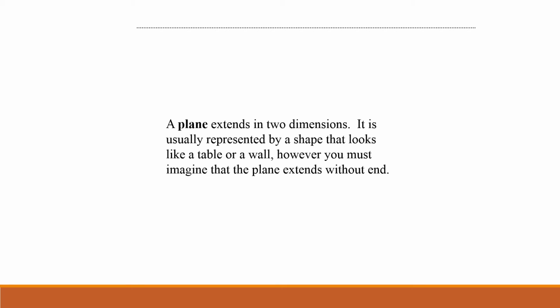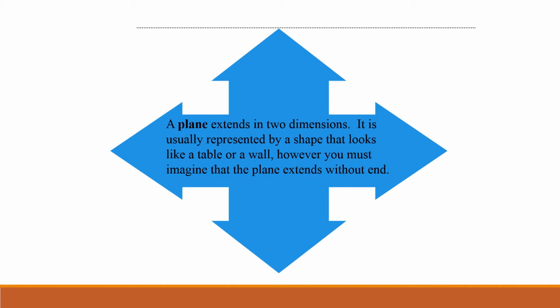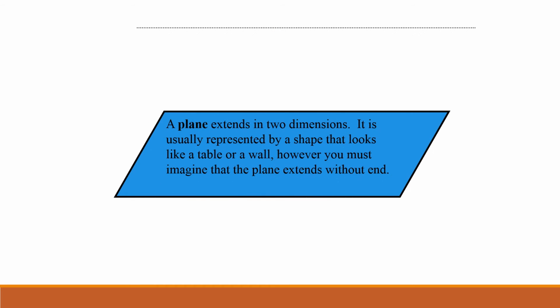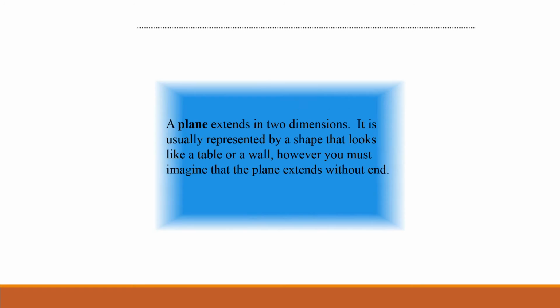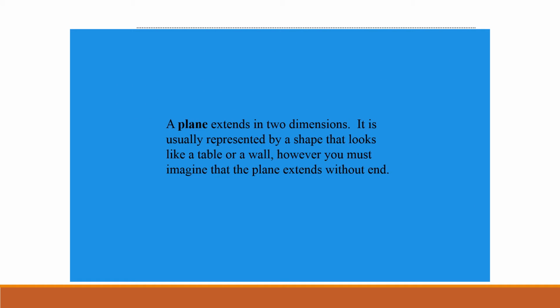Now a plane is the one that extends in 2 dimensions. It's represented by a shape that looks like a table or wall. However, it could be any shape as long as it extends without end. So again, it's extending on and on and on. So here's some examples. This one here is the most used. But again, it's supposed to go on forever.